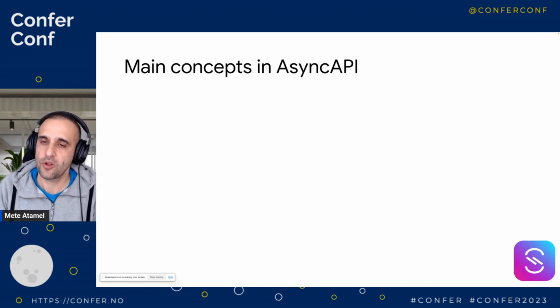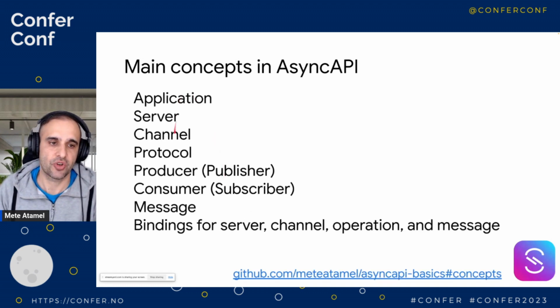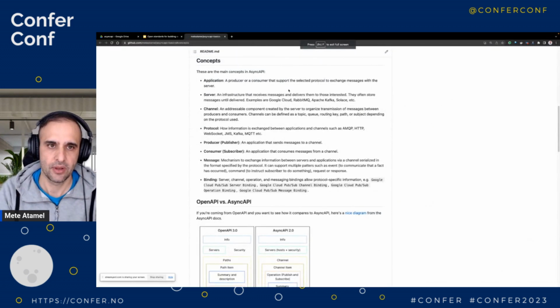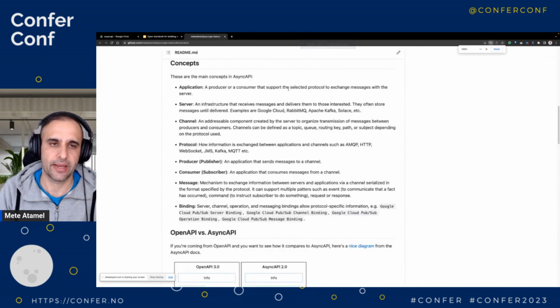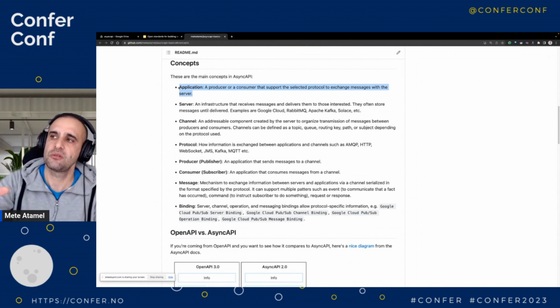There are some concepts in AsyncAPI that you need to understand, and these concepts are application, server, channel, protocol, producer, consumer, message, and bindings. Let's take a look at these quickly on my GitHub. I explained them in more detail on my GitHub. So at the top level, you define an application. This is basically what your application is about, and for example, your order processing system, you would define as an application at the top level with information.